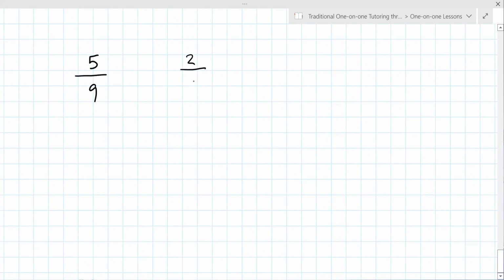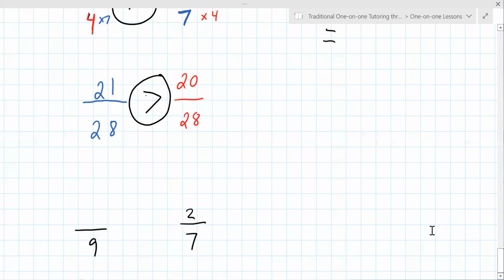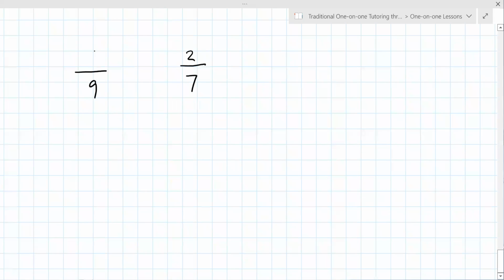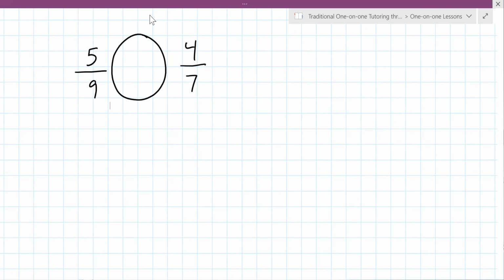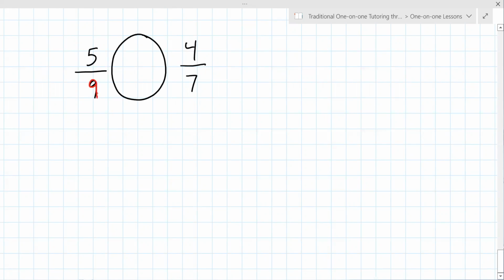2/3, no, 2/7, 2/7 again. This isn't right. Sorry, I'm struggling to come up with decent numbers, but let's go 5 and then we'll do 4 here. That'll make more sense. Okay. These are unlike denominators. 9 and 7 are unlike. You cannot make the 7 into a 9 or a 9 into a 7. So that's the case where, like you said, you kind of cross multiply.